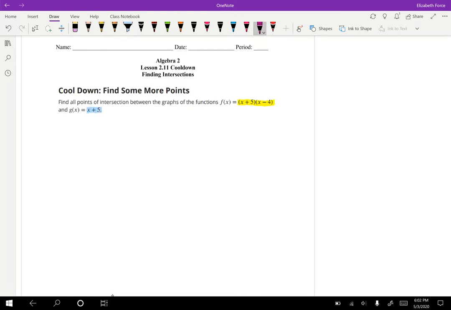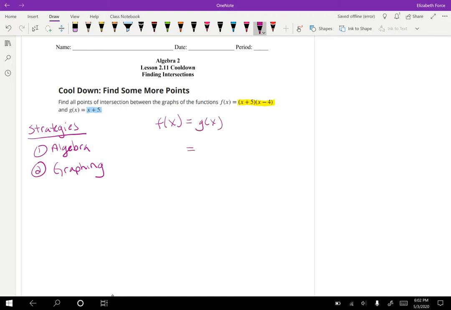Remember, there are two strategies that you have seen in this lesson. One of them is using algebra, and the second strategy is by graphing. So I want to know when f of x is equal to g of x.